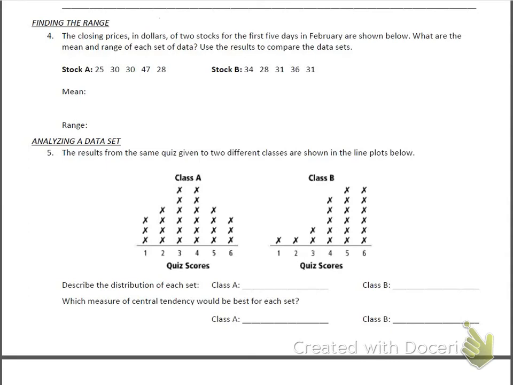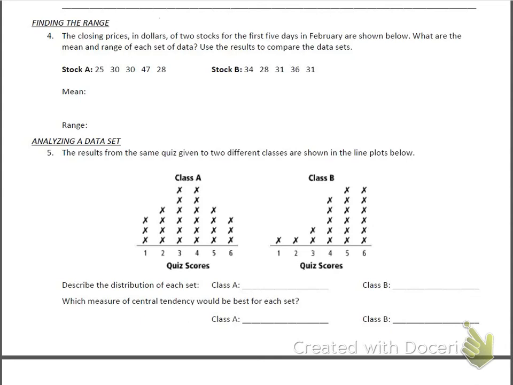So here's your problem. The closing price in dollars of 2 stocks for the first 5 days in February are shown below. What are the mean and range of each set of data? Use the results to compare the sets. We're going to do stock A together, and then I'm going to have you guys do stock B, and then we're going to talk about it.